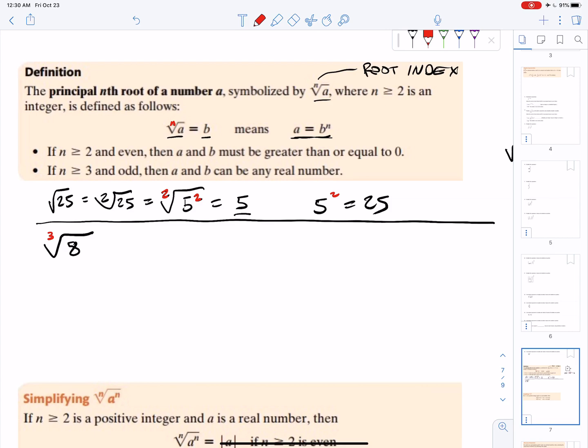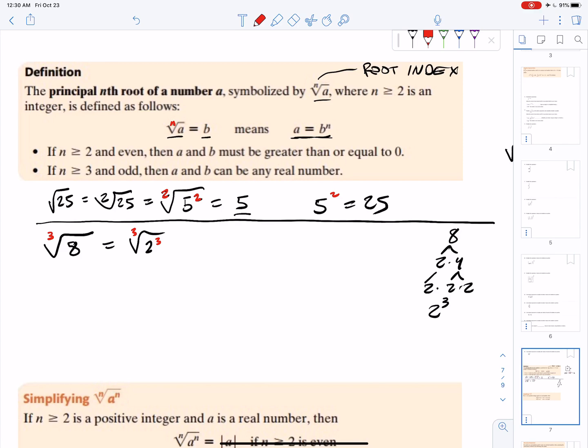Now this tells us we're not looking for perfect squares, we're looking for perfect cubes. I picked 8 for a reason, because 8 is a perfect cube. You can break down 8 and realize that 8 is 2 times 4, and 4 is 2 times 2. So wow, 8 is a perfect cube, 2 times 2 times 2, or 2 cubed. So I can rewrite this as 2 cubed, and I'm going to change my colors.